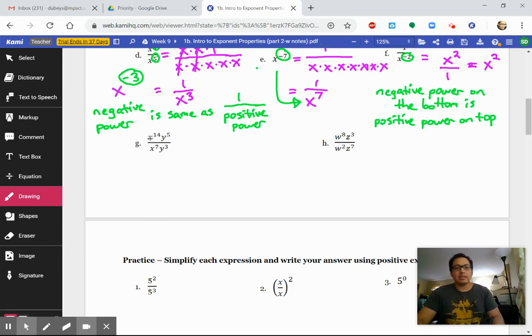So let's see. What makes this a little tricky is we've got x's and y's, right? Just treat them separately. Think about the x's on their own, ignore the y's. X to the 14 divided by x to the 7. Well, that was our division property, right? So what's the shortcut there? We can just do x to the 14 minus 7, which is x to the 7. Same thing with the y's. Y to the 5th divided by y to the 3rd, we can just do 5 minus 3. That's y to the 2.